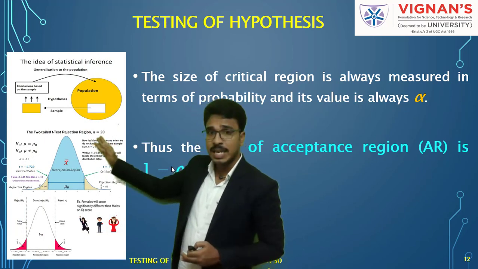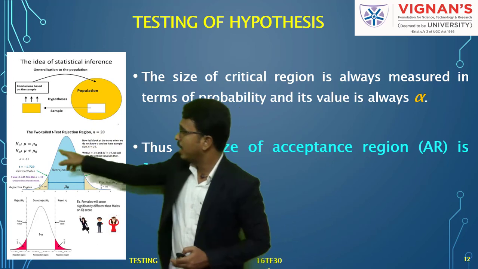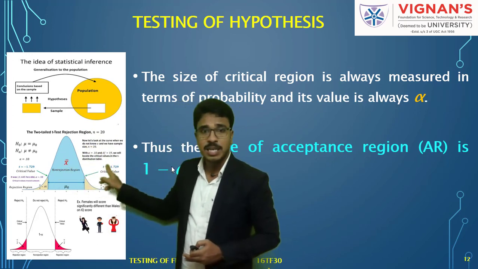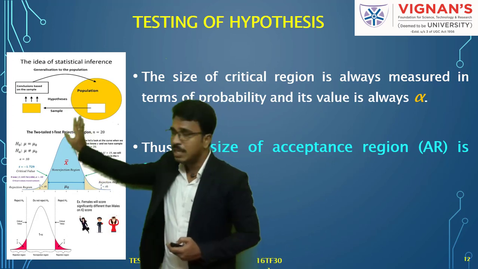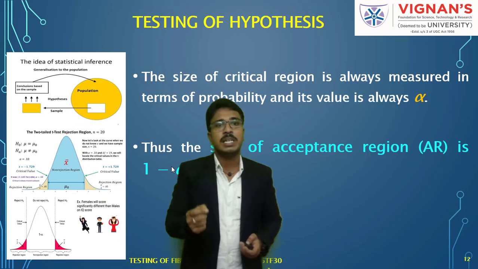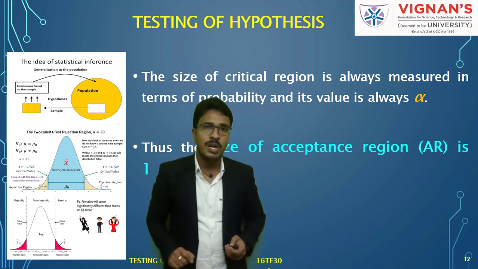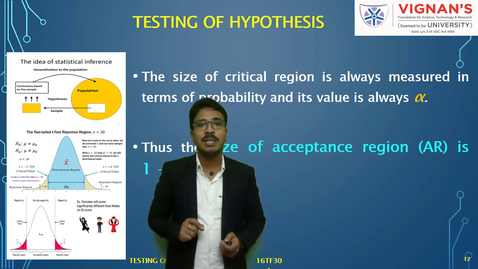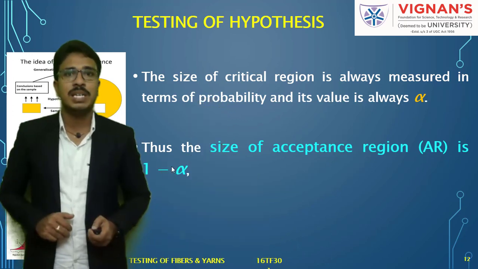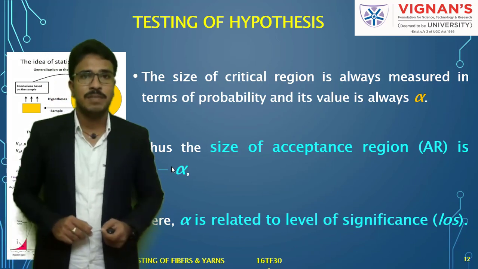You can see this even in the second image. This is the curve, where this side and this side are the critical regions in the case of two-tailed, and the center one is our acceptance region. We represent its size with 1 minus alpha. I told you already that alpha is related to the level of significance.